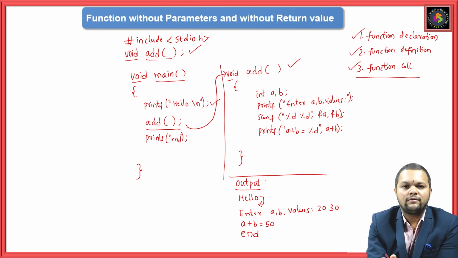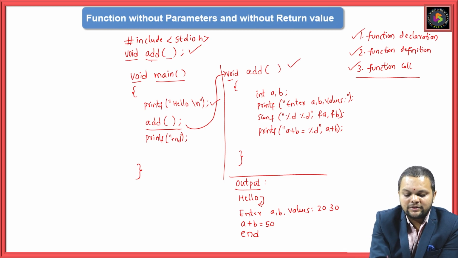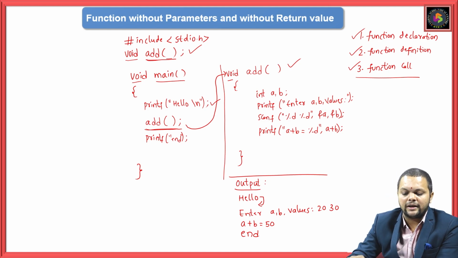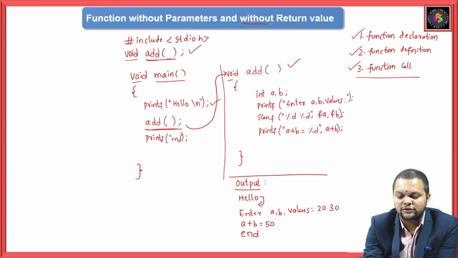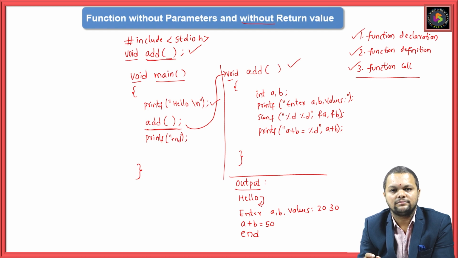This is how a function without parameters and without return value will occur. That means I'm just giving a function call and a function definition. I'm asking that function to do all the operations and print there itself. I'm not asking anything in return from this function. This is about your function without parameters and without return value.